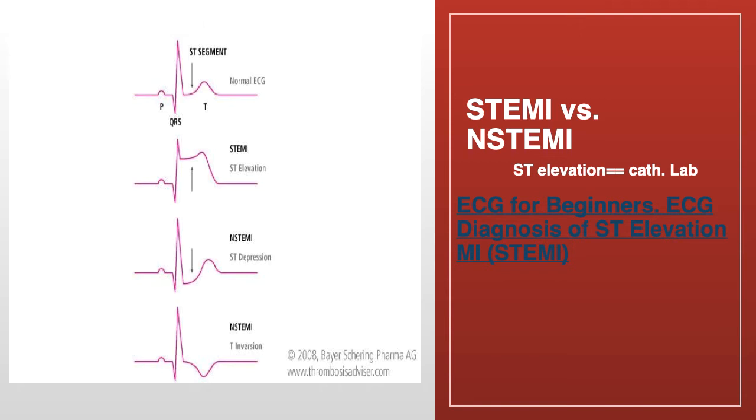That is your STEMI. The next one is a non-STEMI. You see the ST segment drops down, it loops down, below that imaginary line. That is your ST depression. That is your non-STEMI. And then the next one is a T inversion, which is also a non-STEMI. The T wave falls below the isoelectric line.